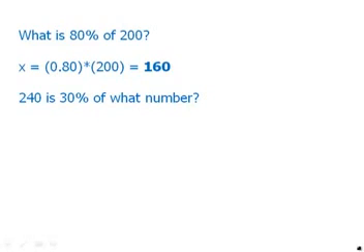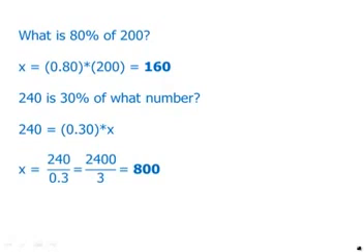Similarly, 240 is 30% of what number? 240 equals 0.3, 30% is 0.3, times, and then what number? x. So translating to math, and of course we divide, move the decimal place over, and divide out, we get 800.